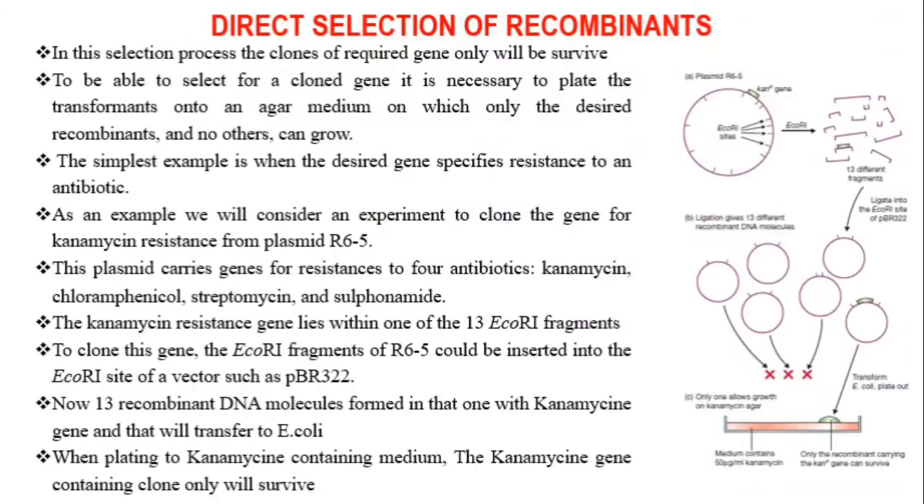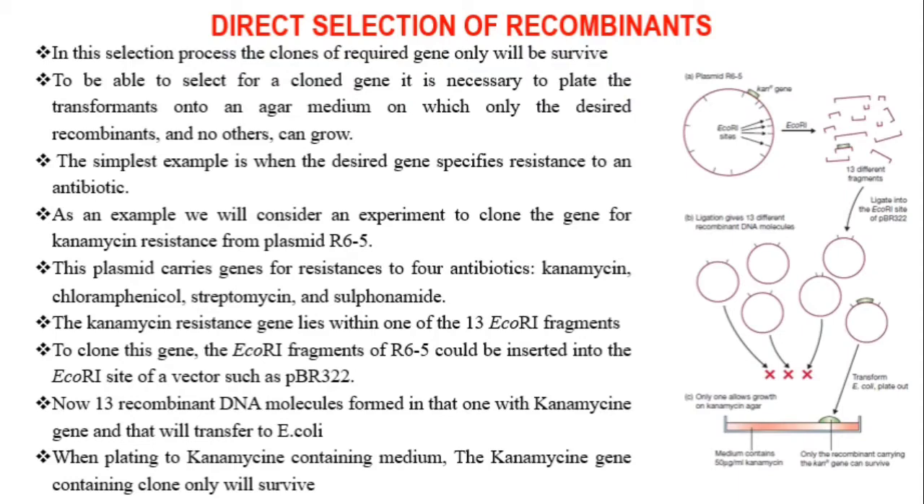So we have told that there are different techniques used for selection of clones. This is the first technique, direct selection of recombinants. In this procedure, only the desired clone, that means the clone of the required gene, will survive on the selection medium.